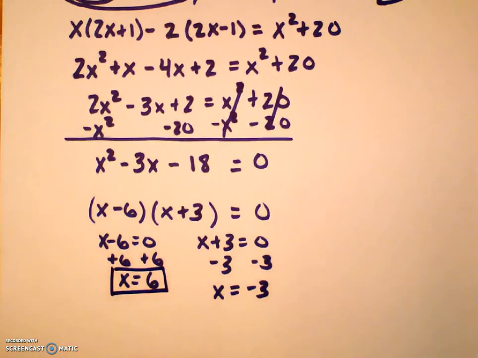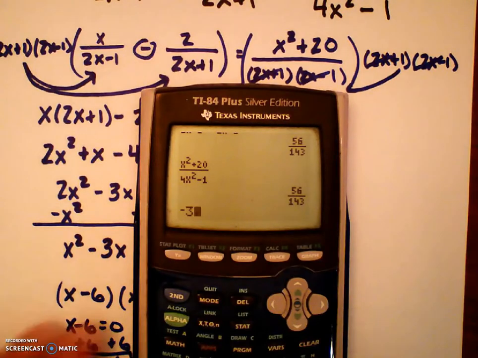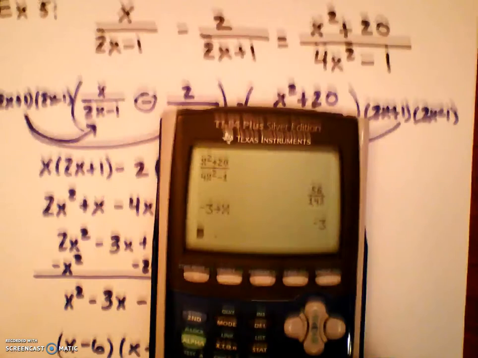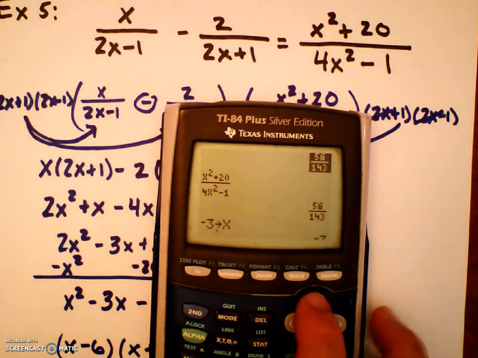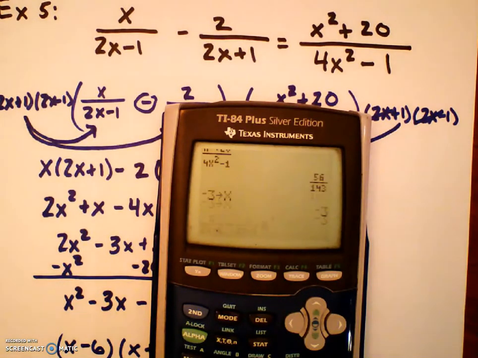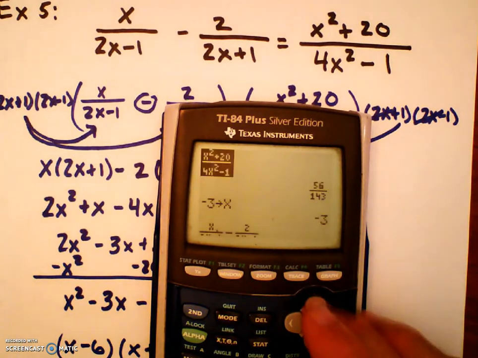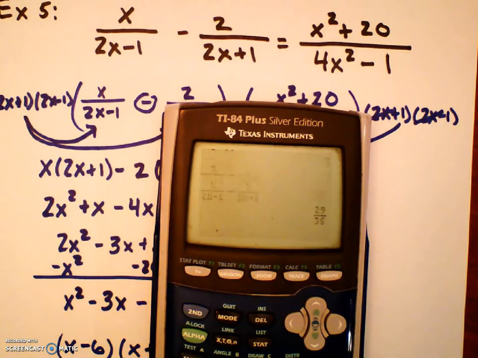And I'm going to try the second one, which is negative 3. Remember, you don't have to type in everything again. Just do negative 3 store x. And then scroll up to get the left-hand side. Hit enter twice. Get a new number. And then scroll up to get the right-hand side, which was x squared plus 20 over 4x squared minus 1. Hit enter twice. And it's the same thing.